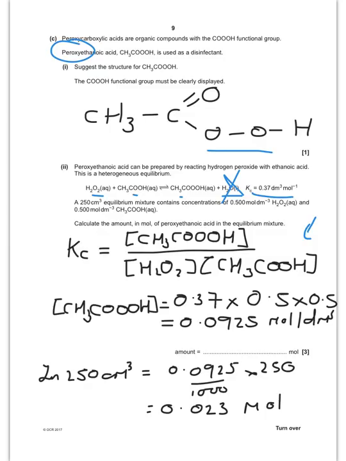You then rearrange Kc to get the concentration of peroxyethanoic acid, which is going to be equal to Kc, which is there, times your two concentrations. If you do that, you get to that being the concentration of peroxyethanoic acid. Then you need to find the number of moles in 250 centimetres cubed from here. And if you do that, you get 0.023 mole.